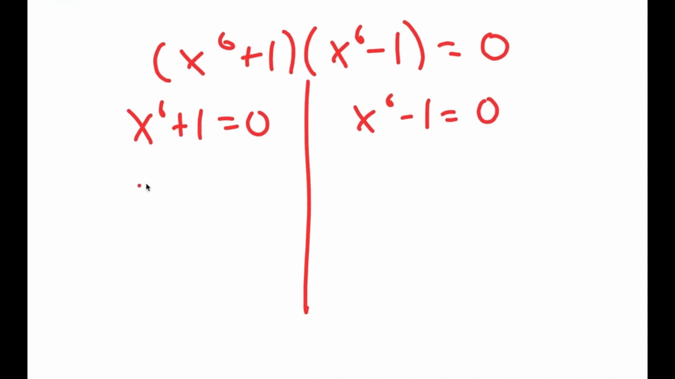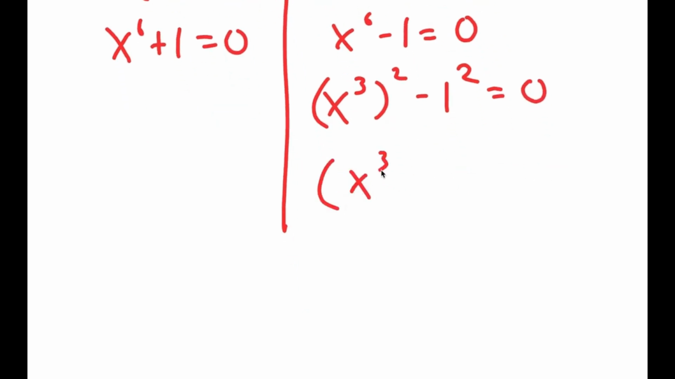Now I'm going to do the same thing again. I'm going to rewrite x to the power of 6 minus 1 equals 0 as (x to the power of 3) squared minus 1 squared is equal to 0. So I can use this property again and get x to the power of 3 plus 1 times x to the power of 3 minus 1 is equal to 0.